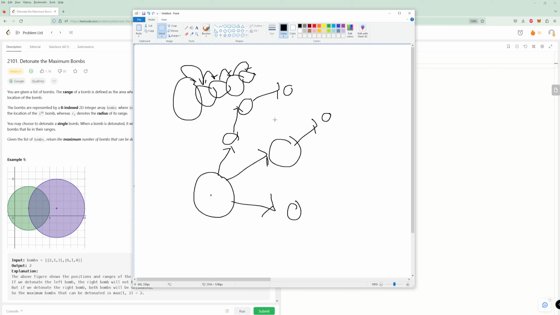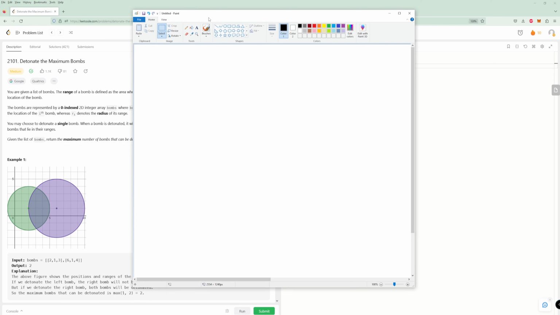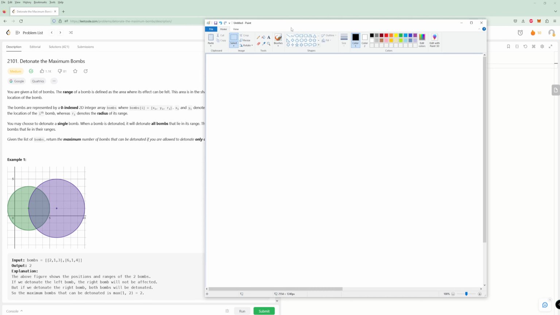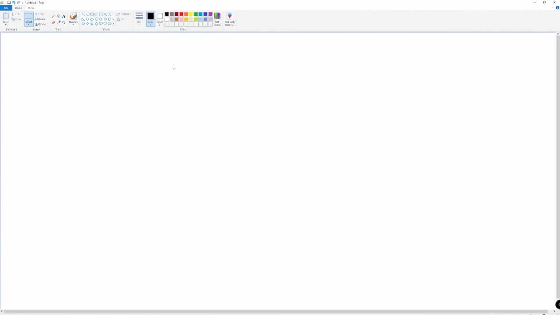Now the other tricky part is, how do we figure out how the bombs are connected? Let's look at some pictures. First of all, let's think of the bombs as points. So let's say there's a point, just an easy example for now.